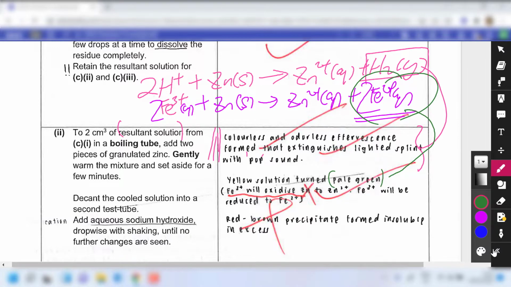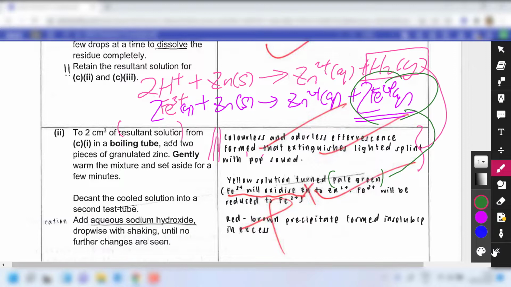green. But if you recall what I've shown you earlier on in the lab demonstration, the solution actually turned colorless because the concentration of iron 2 plus is too low, so you can't really observe the pale green. So yellow solution turns pale green or colorless. I think that's fine.